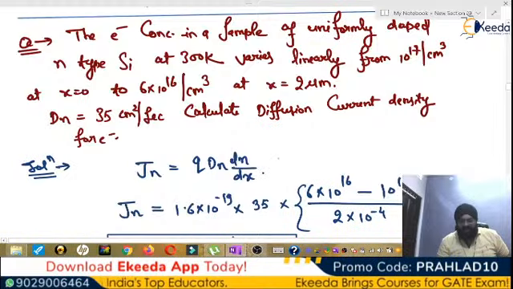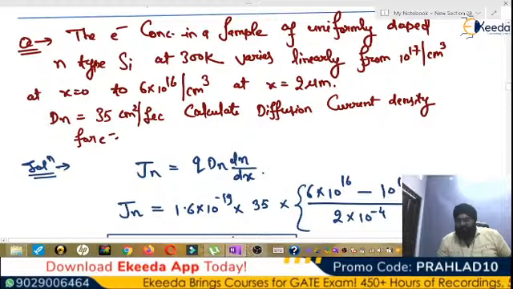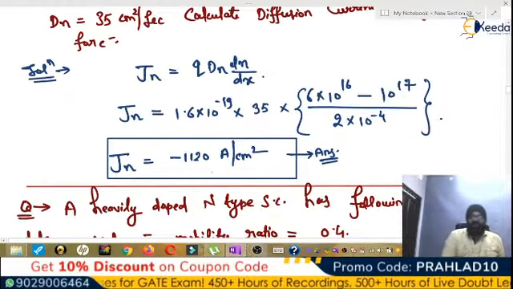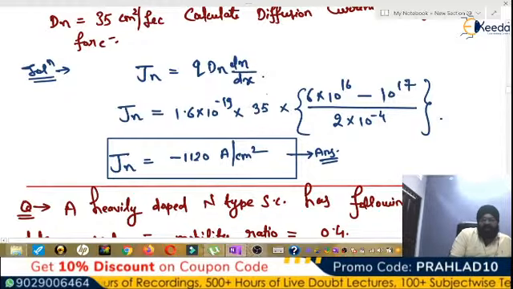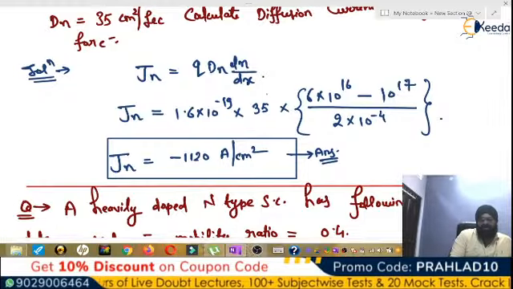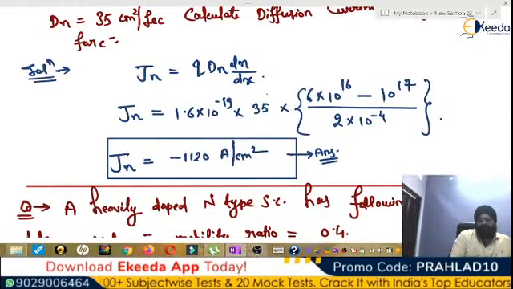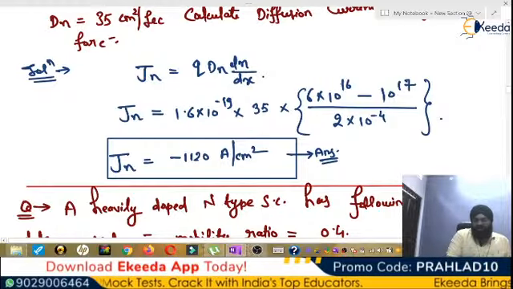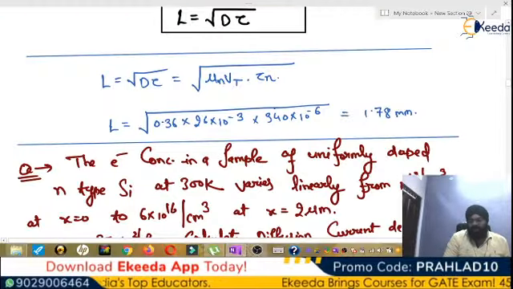So diffusion current density for electron is q into Dn times dn over dx. So q is the charge, 1.6 into 10 raised to power minus 19, into Dn. Dn is the diffusion constant, which is 35, into dn over dx. It is 6 into 10 raised to power 16 minus 10 raised to power 17, divided by 2 into 10 raised to power minus 4. Because it is given as 2 micrometer, these electrons are diffusing over a distance of 2 micrometer, right? Okay.